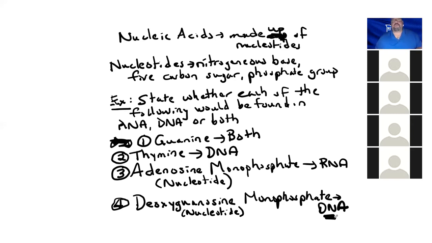But if I gave you something like adenosine monophosphate and asked you if it's an RNA, DNA, or both, you should be able to tell me RNA. If we give you deoxyguanosine monophosphate and ask you if it's an RNA, DNA, or both, you should be able to tell me DNA. Okay. So keep that in mind. So that's our first example.